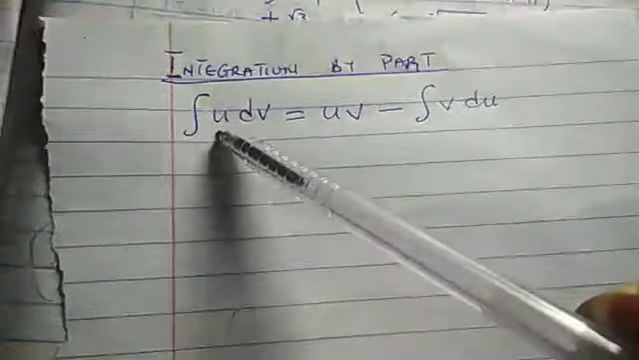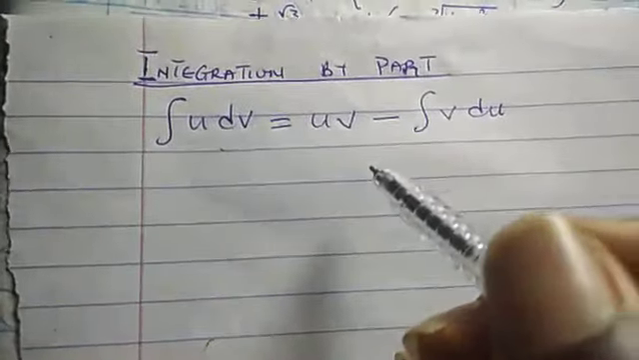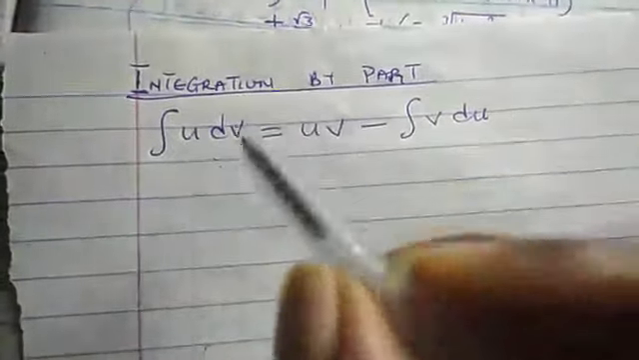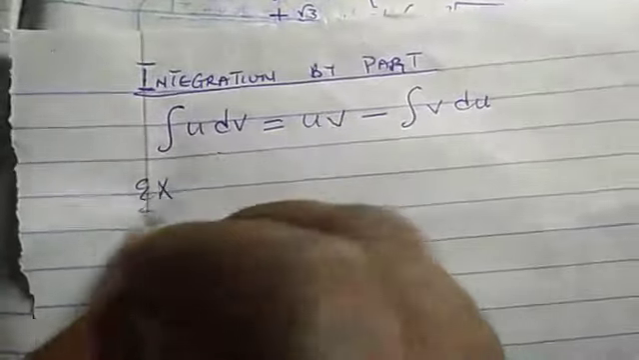But in this case, if you are given a product of two functions, and you differentiate one and you do not get the other, that means you can't apply integration by substitution. So you have to look out for integration by parts. If integration by substitution cannot work, then integration by parts can work. Let's take an example to explain this.